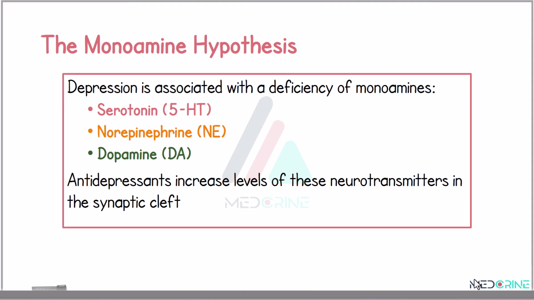The monoamine hypothesis suggests that depression is linked to a deficiency of serotonin, norepinephrine, and dopamine. Antidepressants work by increasing the levels of these neurotransmitters in the brain's synaptic cleft, helping to alleviate depressive symptoms.